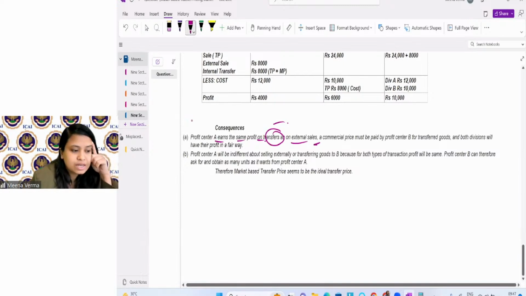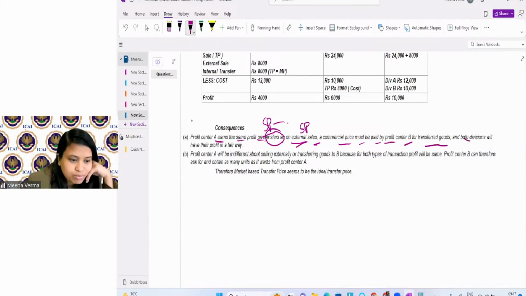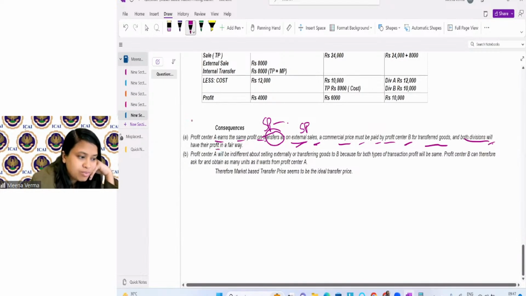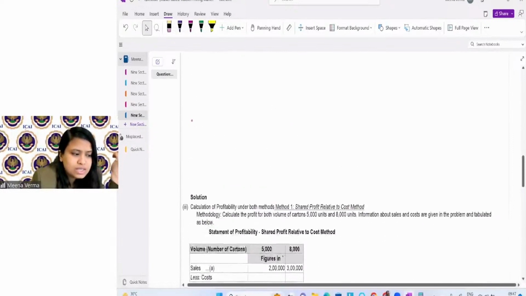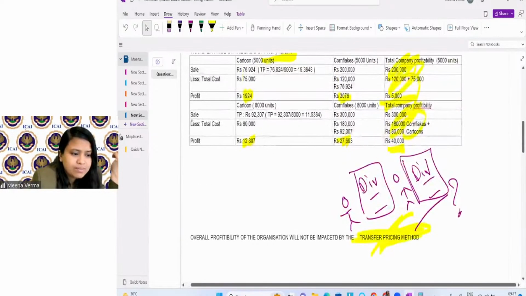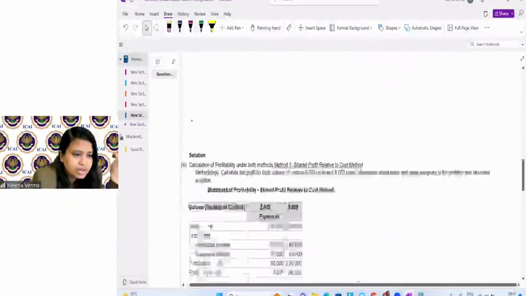We know that because the selling price is the same in both cases, so profit will be the same from both cases. A commercial price must be paid by profit center B for the transferred goods, and both divisions will have their profit in a fair way. Then profit center A will be indifferent about selling externally or transferring the goods. Because in both cases, the transfer price is the same.